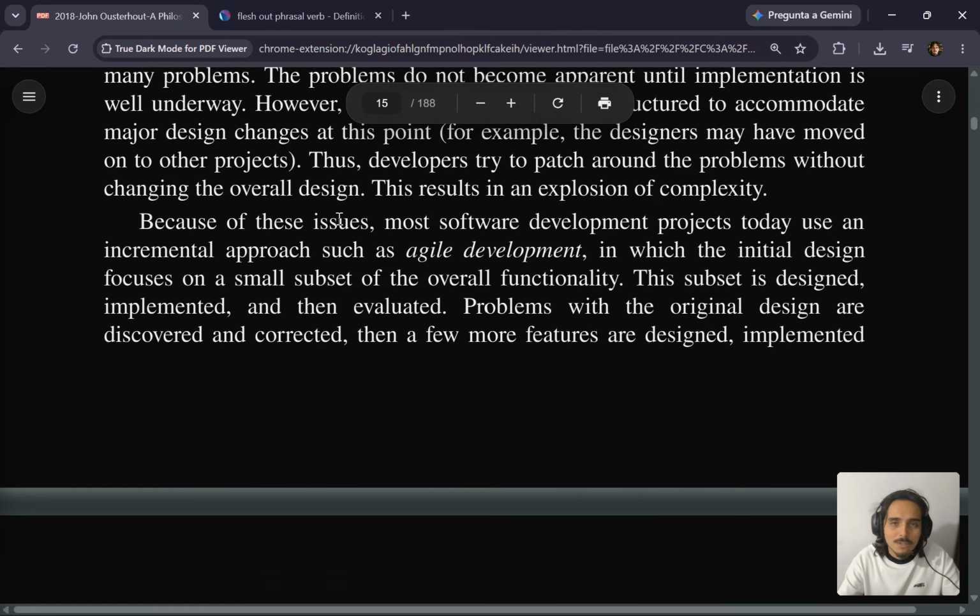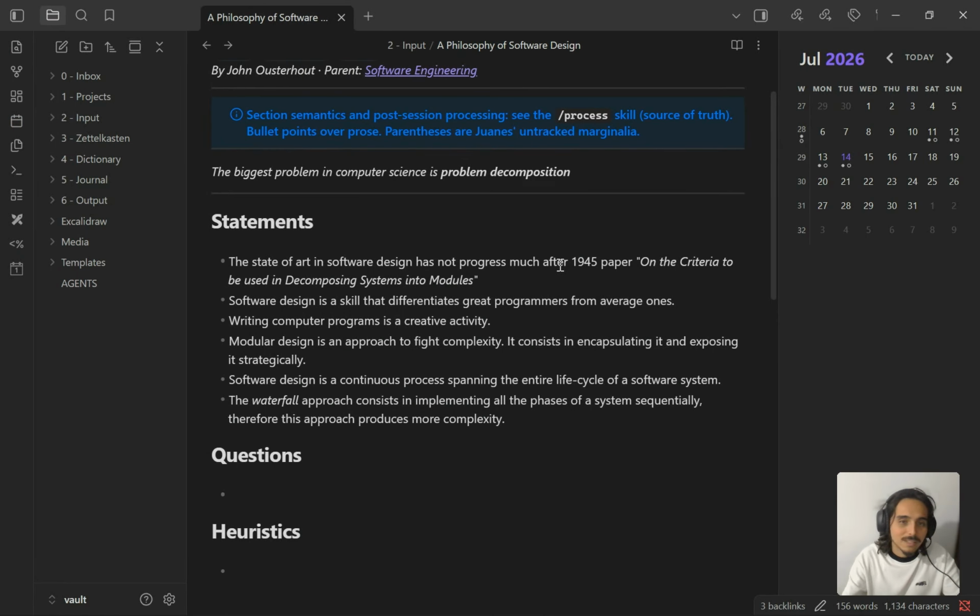Because of these issues, most software development projects use an incremental approach such as agile development. I don't know a lot right now about this. I kind of know that it consists in dividing a project into sprints, and that's all I know about agile development. So for now, we are going to put it here.